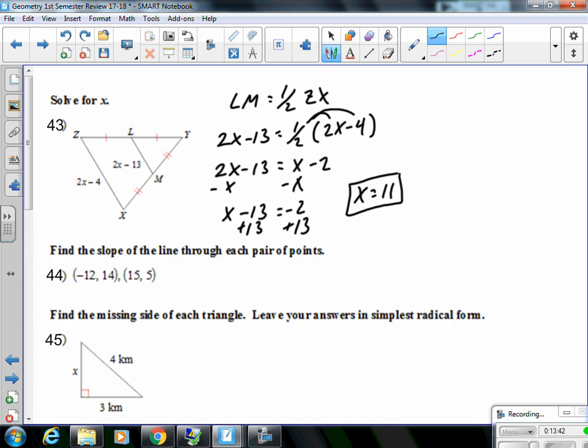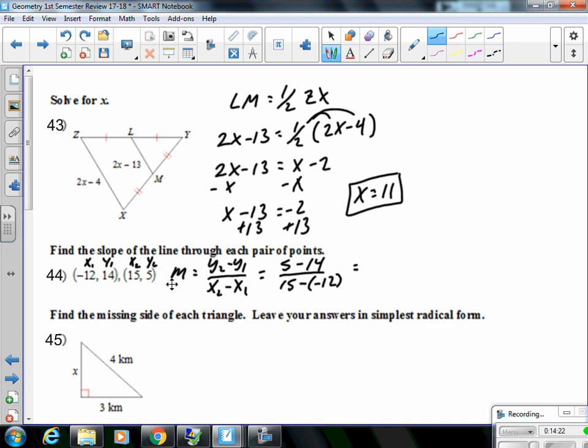All right. 44, slope problem. Find the slope of a line through each pair of points. So slope formula represented by lowercase m: y2 minus y1 divided by x2 minus x1. So x1, y1, x2, y2, just to label them to keep them straight. So y2, 5, minus y1, which is 14, over x2, 15, minus x1, which is -12.